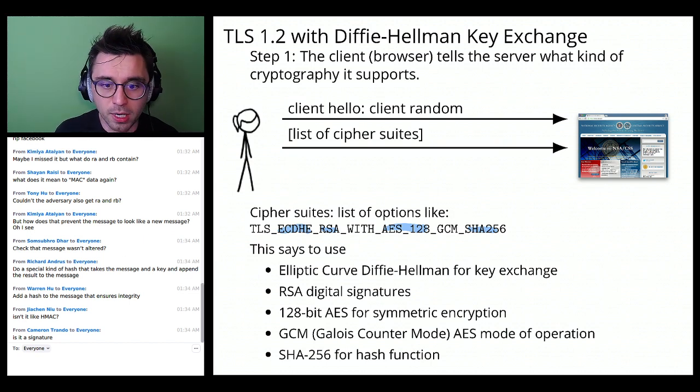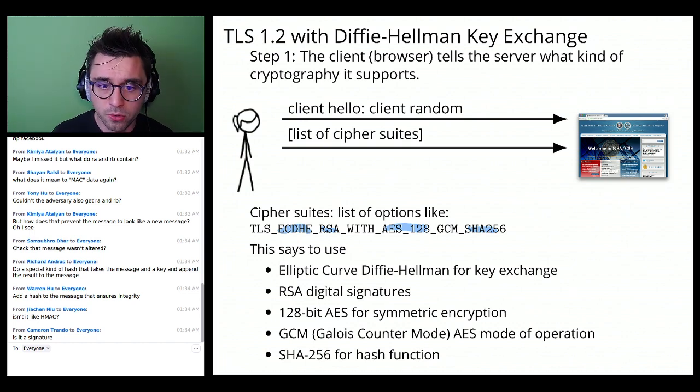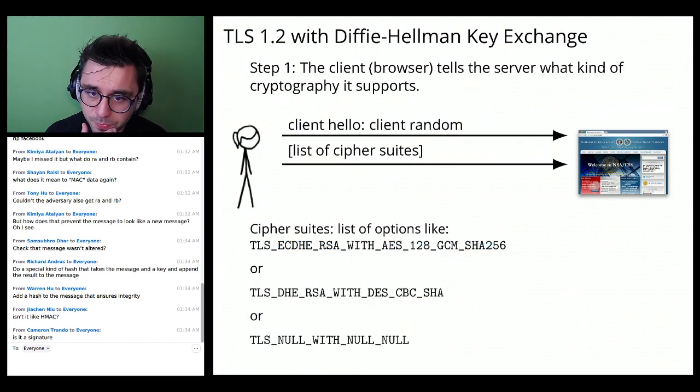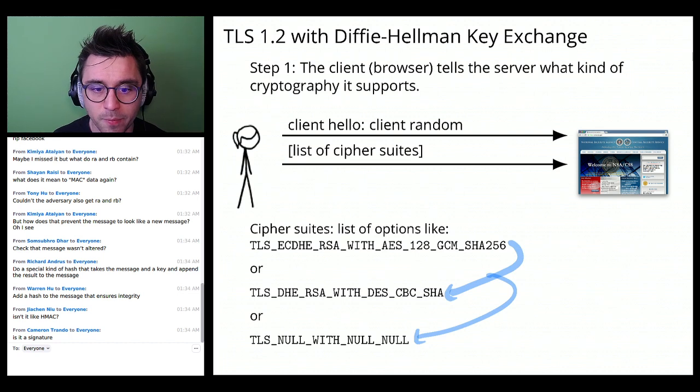Okay, but this is not the only thing that you can use in TLS 1.2, and you can have different kinds of options. So for example, instead of this one, we can have this one or this one, right?